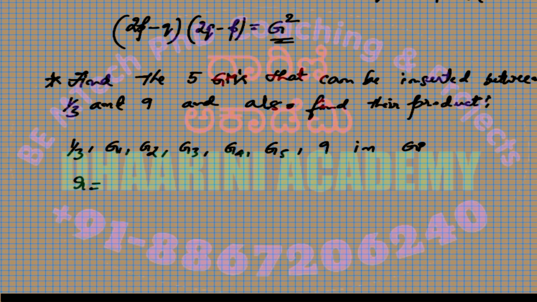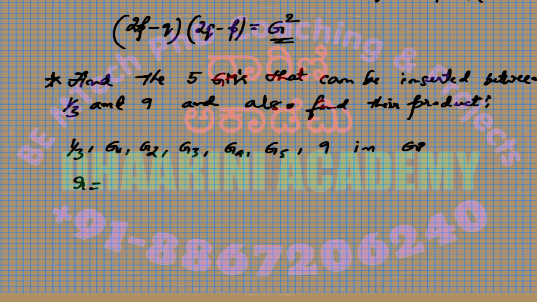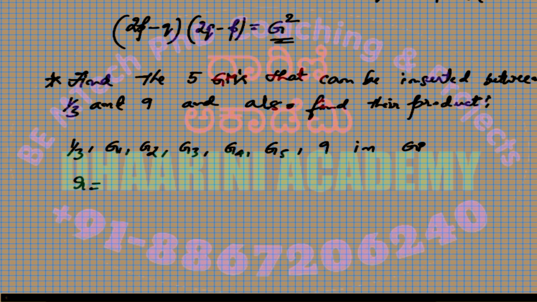Where N is the number of geometric means you are going to insert. In this case, that number N is equal to 5. So R is equal to (B by A) whole raised to the power 1 divided by N plus 1, where B is equal to 9 and A is equal to 1 by 3. N is 5, so this is 6, right? So 9 into 3, this is 27 to the power 1 by 6.